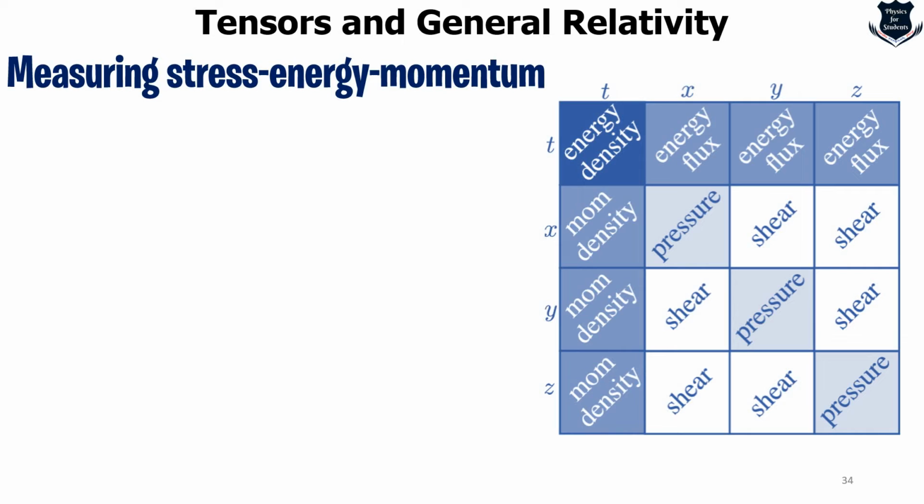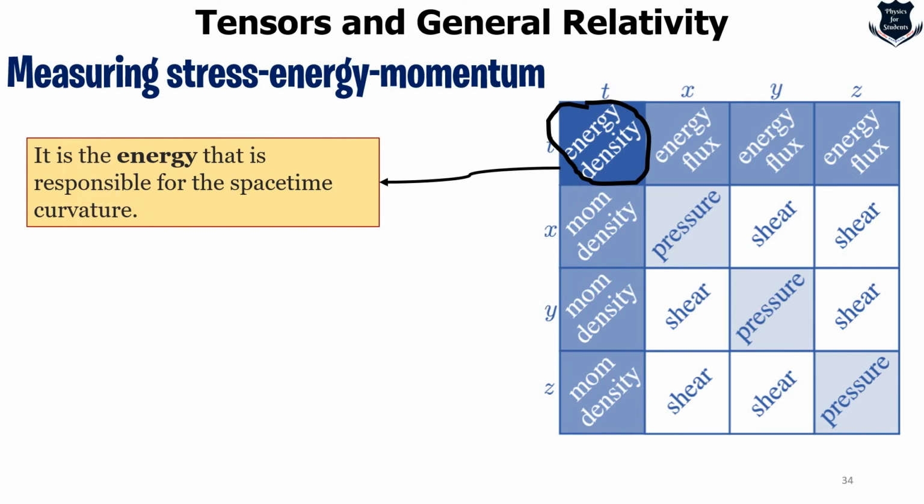So T is the time, X, Y, Z would be the spatial, and this is the temporal axis. So what we get is energy density, energy flux, and so on. So this is the energy density. What does that mean? It means that energy is responsible, obviously, for the curvature of space-time, because Einstein has shown us that E equals mc squared. So energy and mass: if mass is causing a curvature, so will be the energy.